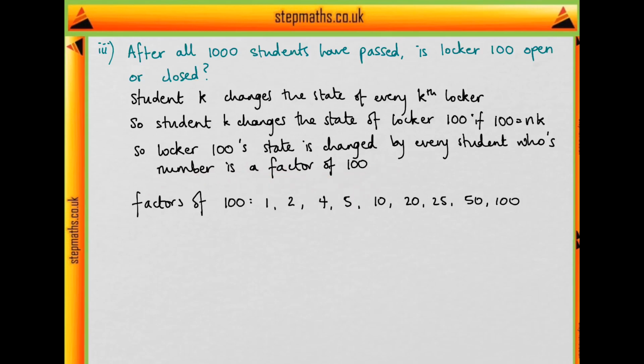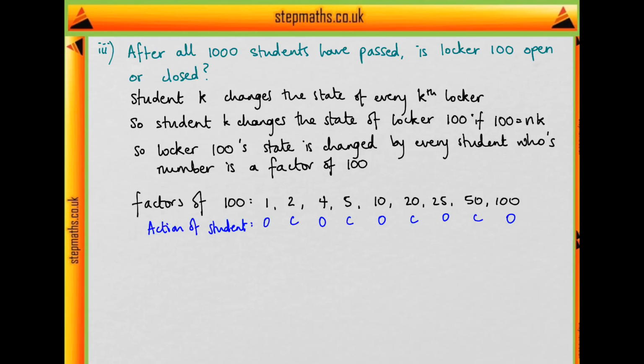i.e. if we look at the factors of 100, then locker 100's state is going to be changed by student 1 and student 2 and student 4 and so on for all students whose number is one of these factors of 100, but not by any of the other students. So locker 100 starts off being closed, and there are an odd number of students here, there's 9 of them, and so the final student, student 100, is going to leave the locker open, because for the locker to end up being closed, it would need to be open first and then closed, so there'd be 2 actions and there'd be an even number of actions overall. So because we've got an odd number of actions here, the locker must be left open.